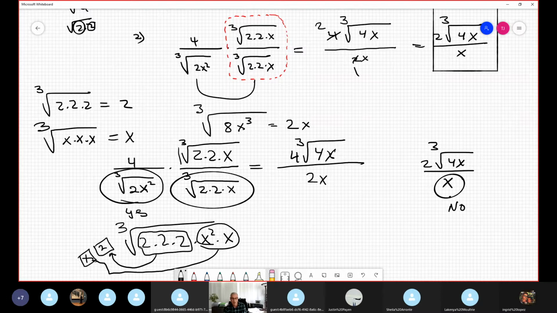Now inside we have nothing. So we eliminate, fantastic, the radical. The last step is simplification of 4 and 2.